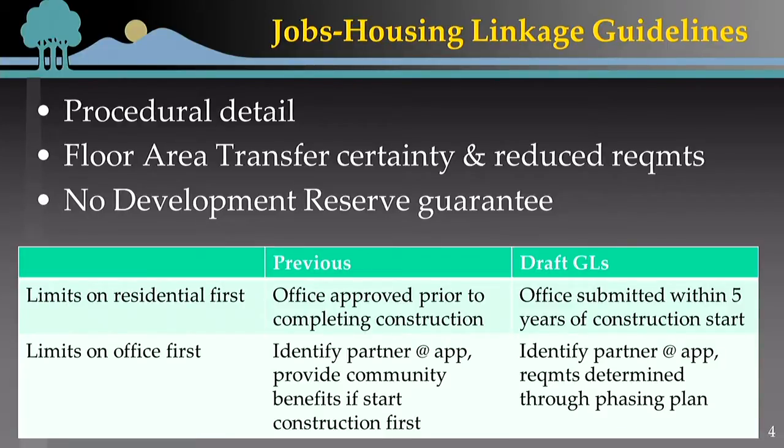required, if residential projects were going first, required office projects to be approved prior to the residential projects being constructed. This gives a little bit more flexibility, a little bit more time between the completion of a residential project and the start of an office project, so 5 years for office submittal. In addition, if the office project goes first, the draft precise plan required that the residential project be identified, but that a community benefits option be provided at the time of approval.